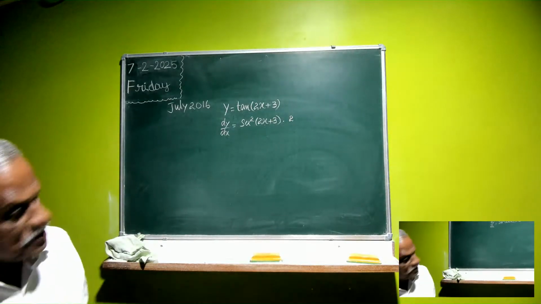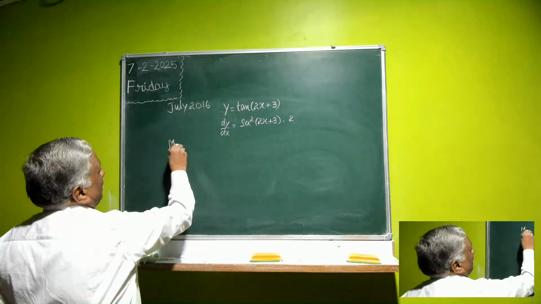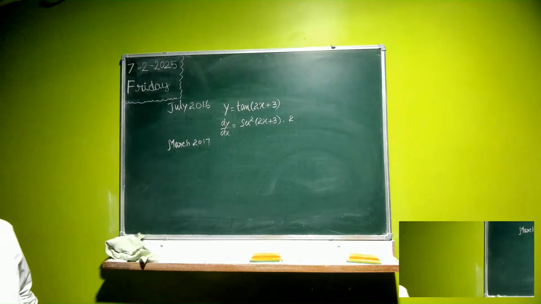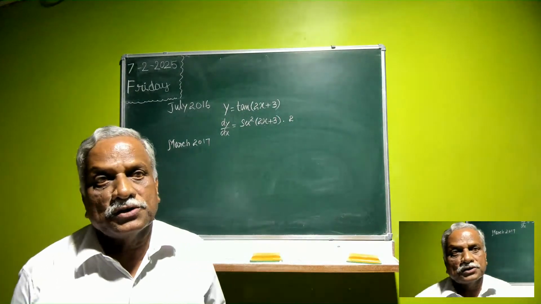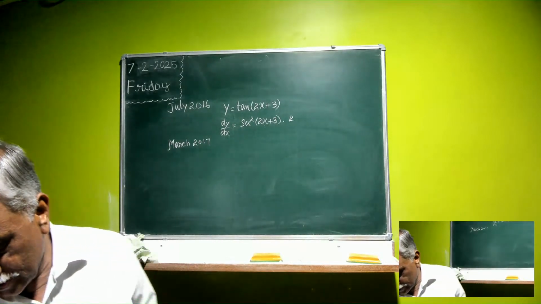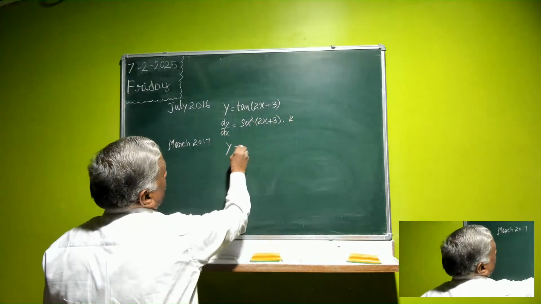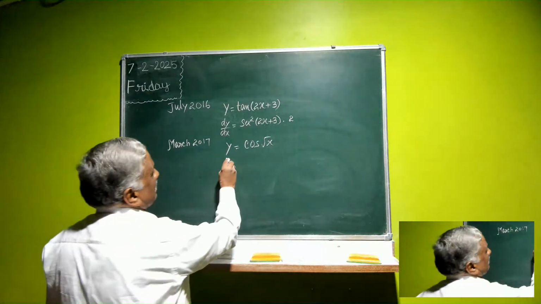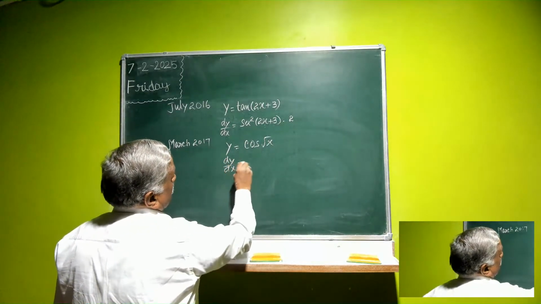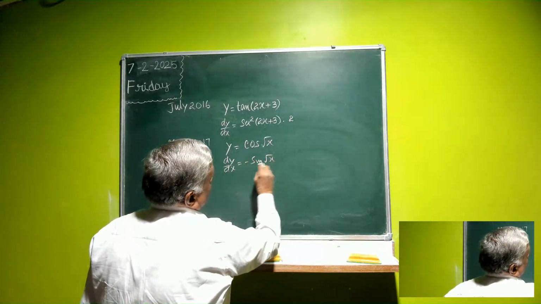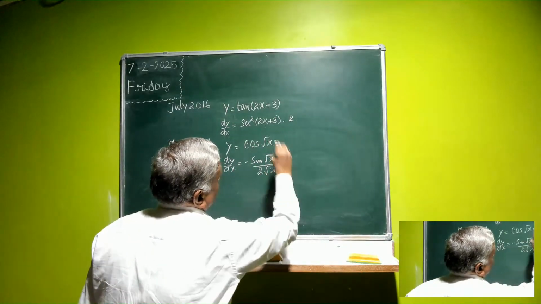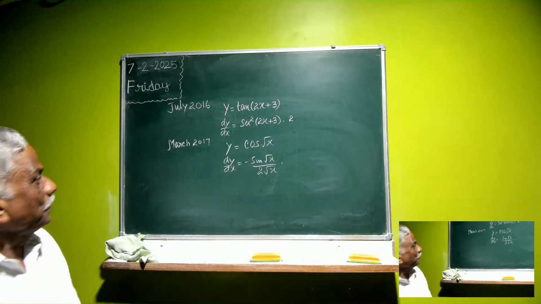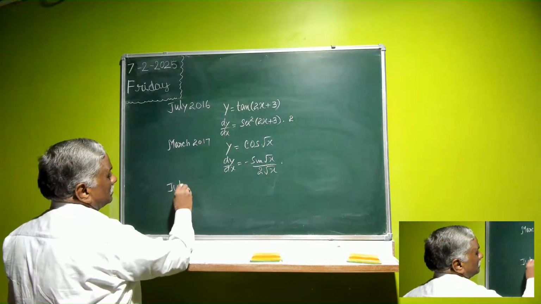We'll move on to March 2017. I am just completing all the problems of 1 mark from 2014 to 2024. So we move on to y is equal to cos root x. So what is dy by dx? Again chain rule. Cos gives minus sin root x, and the derivative of root x is 1 over 2 root x. First differentiate cos, then root x. Now 2017 July.